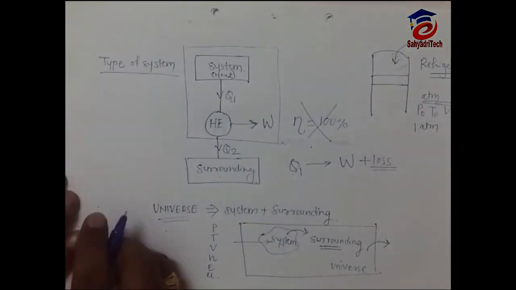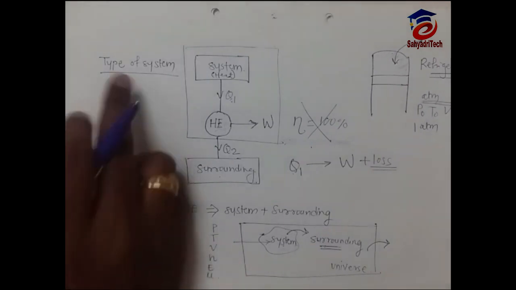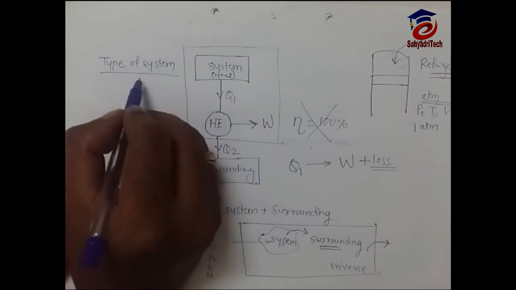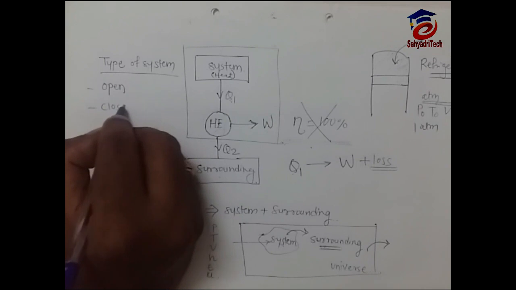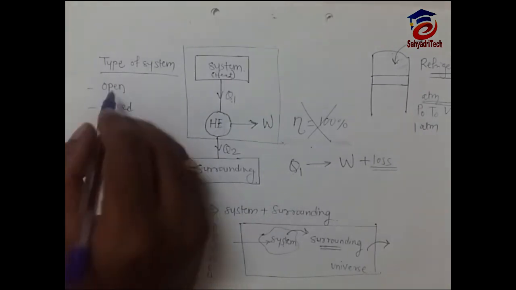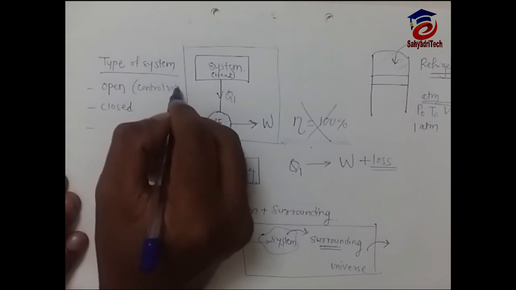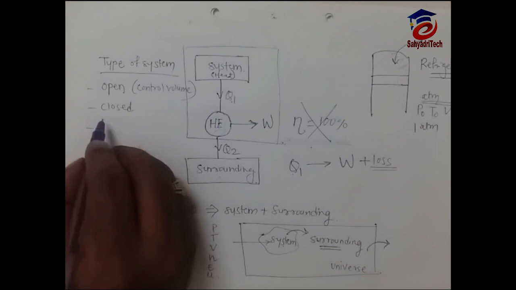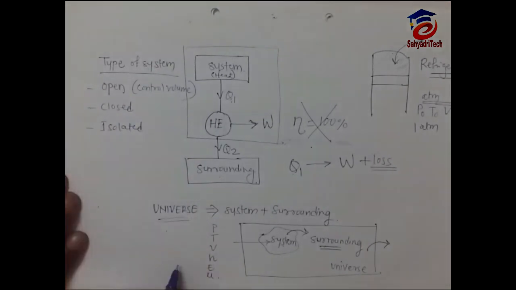There are generally 3 types. You are familiar with these types from basic mechanical engineering. Maybe you have studied all these system types, but here we have to study them in detail. Open system is there, then closed system is there, which we also call control volume. Open system, then closed system and isolated system. So in the next lecture we will study all these 3 systems.